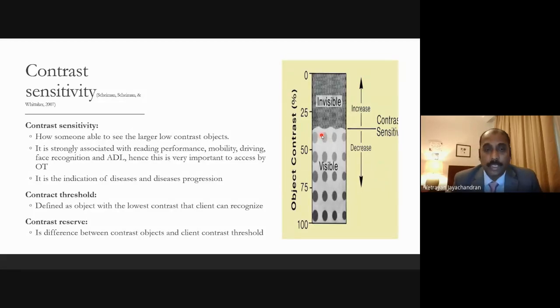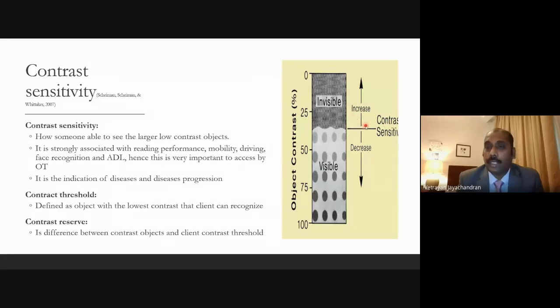So that's why it is very important to understand the contrast threshold and the contrast reserve. We have to check with our client when doing modifications for our persons. If the contrast level of the object is less, you have to increase the contrast level.